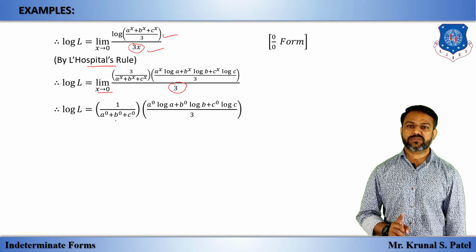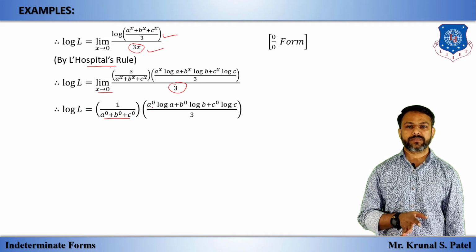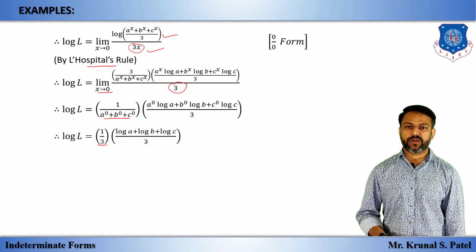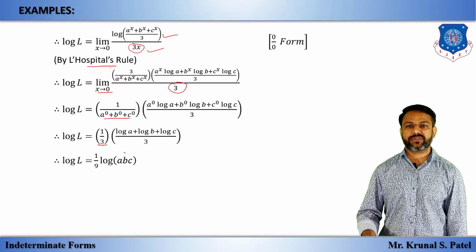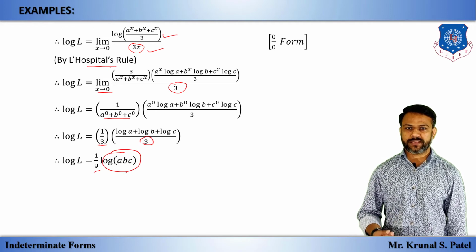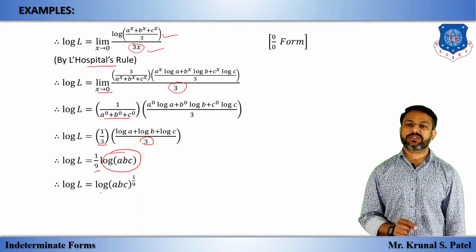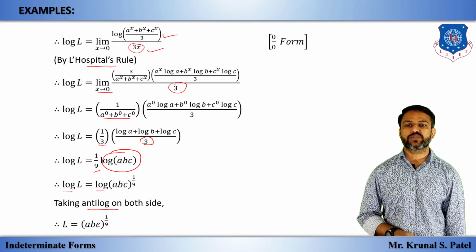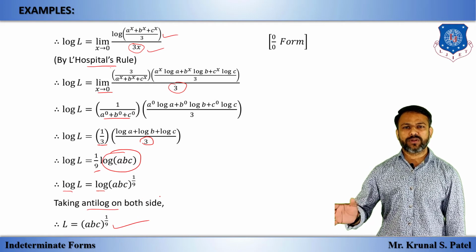So a raised to 0, b raised to 0, c raised to 0 is 1 plus 1 plus 1, 3. So we have 3 in the denominator, 3 3s are 9, and we know the rule of log a plus log b plus log c is log abc, and we have 3 3s are 9, so 1 by 9. Now one more rule of logarithm, we can take 1 by 9 to the power, and by taking antilog on both sides, this log is cancelled out, so L is equal to abc whole raised to 1 by 9, which is our final answer. This is the process as I told in the working rule.